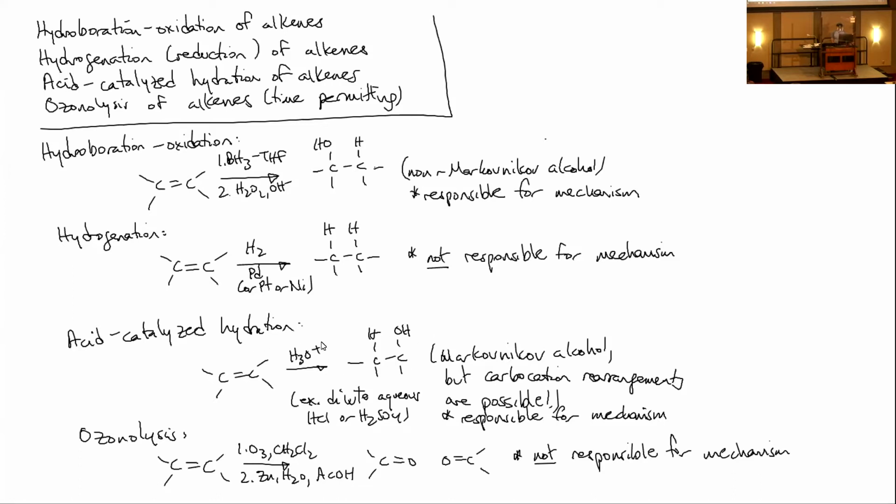It just involves adding dilute aqueous acid to your alkene, and it might say H3O plus, it might say H2O, HCl, it might say H2O, H2SO4. There's variations on this. They all mean the same thing. Basically, anything that means dilute aqueous acid is totally fine. And Owl will give you some ideas of possible variants that you might see. So again, you get the Markovnikov alcohol, but you have to watch out for carbocation rearrangements.